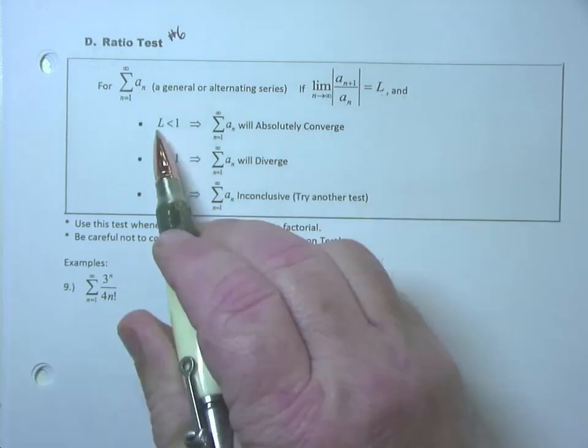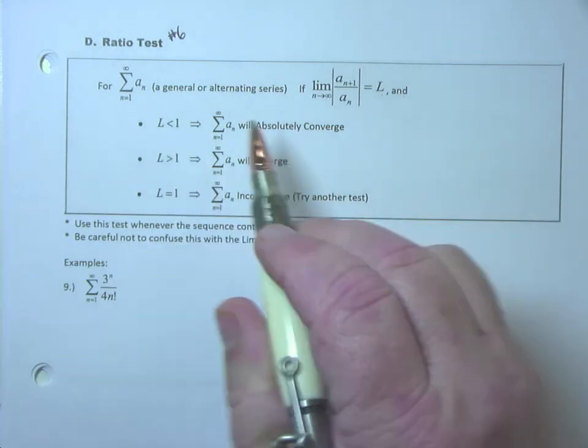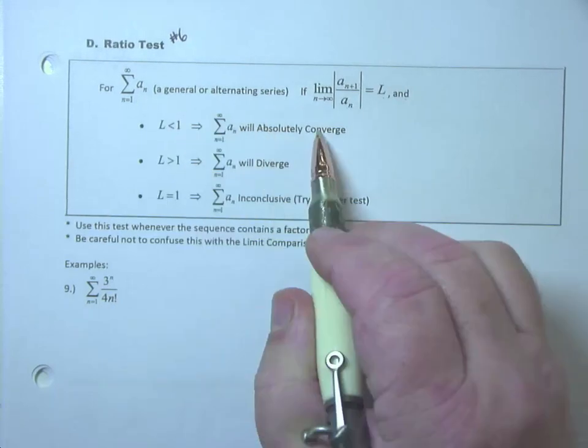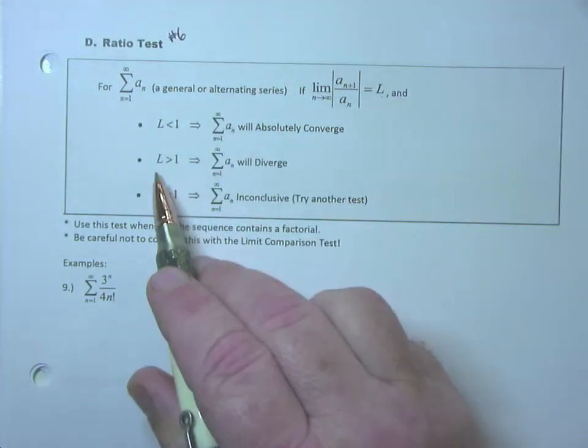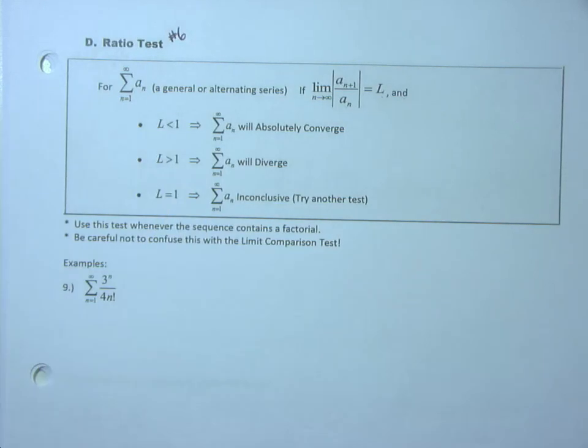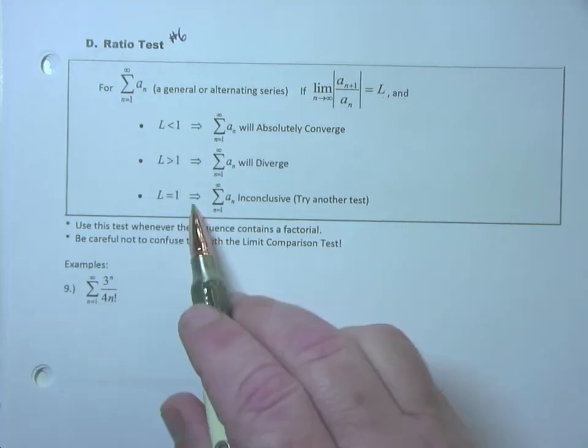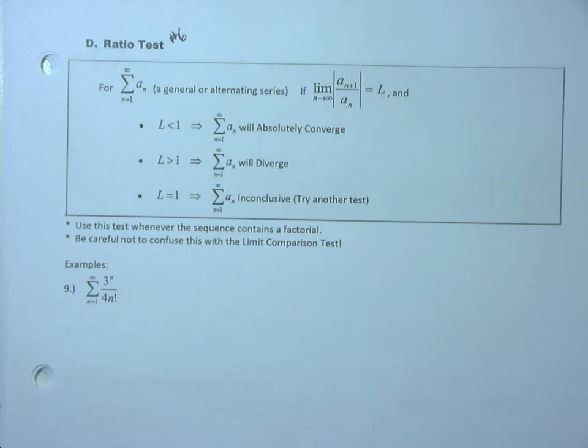And this L value is less than 1. This means that the series is going to be convergent, and it's absolutely convergent if it's an alternating series. If the L value is greater than 1, then the series is going to diverge. And if L happens to equal 1, the test is inconclusive. You've got to try another test.